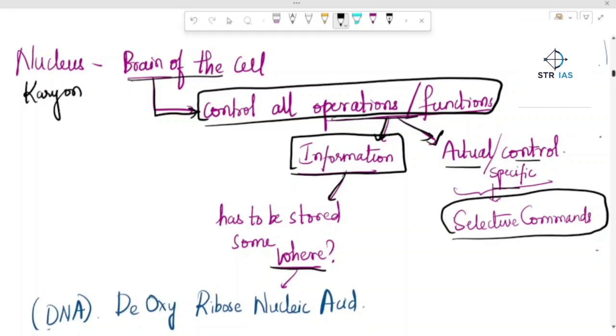For example, when a baby is to be born, first the body should grow. The eyes should grow, then the nose, stomach, hands, legs. These specific commands will be given by the nucleus at a certain point of time. For that, information is required, and this information will be in the DNA, the genetic material.